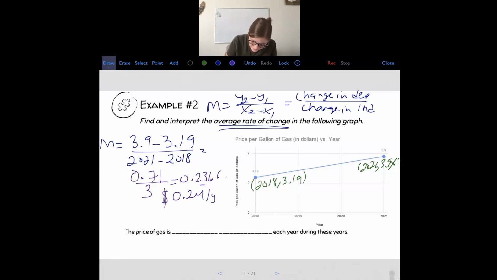So if we're talking about this in terms of rate of change, the price of gas is increasing, because my line is going up, or the price is higher in 2021 than 2018. It is increasing by 0.24 each year during these years. So average rate of change, when you see that, you want to think of slope. We will stop here for now, and in the next lesson, we'll continue modeling with linear equations.